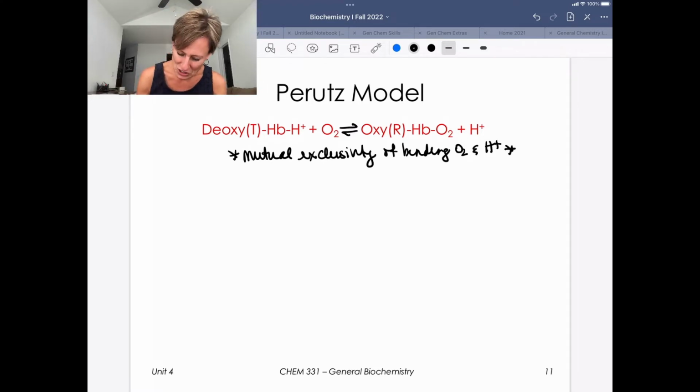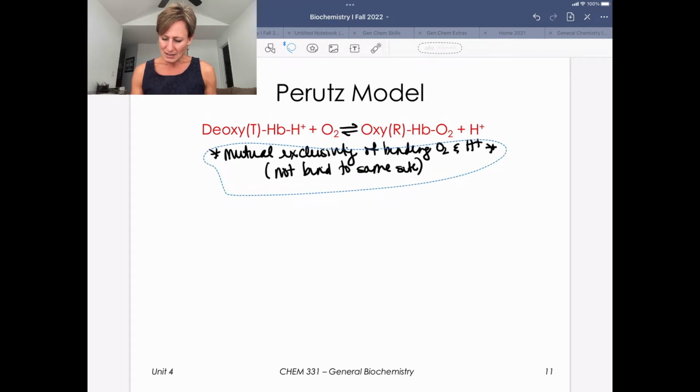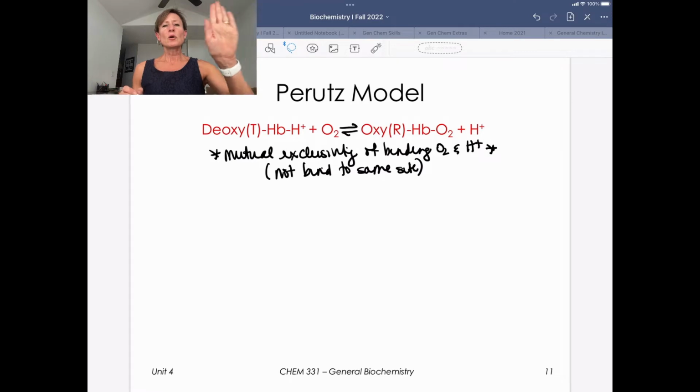So I want to make sure to highlight that this is not that they bind to the same site. So we don't have oxygen and protons binding to the same site. But this equation is important because it's going to allow us to think about and understand that if we're binding oxygen, we can't bind protons. So that must mean that hemoglobin is deprotonated. Conversely, if we are not binding oxygen, that must mean that hemoglobin is protonated.